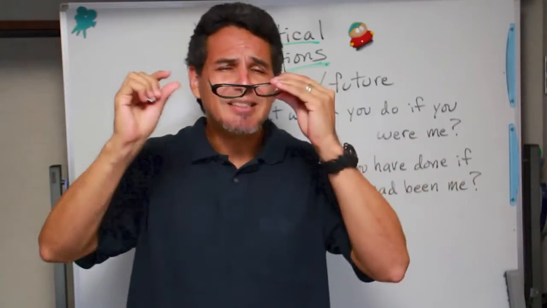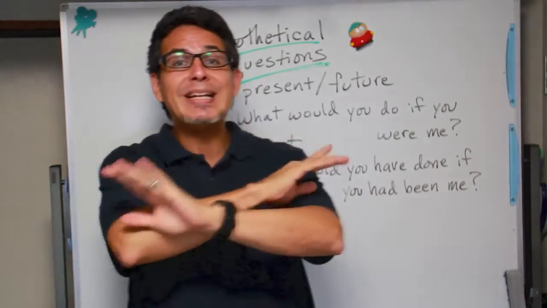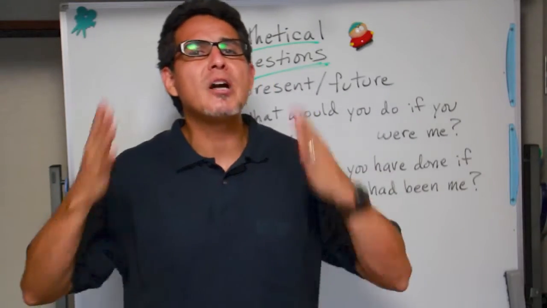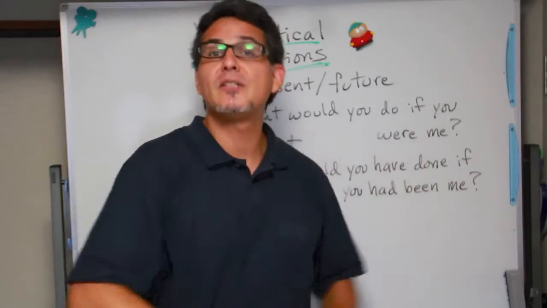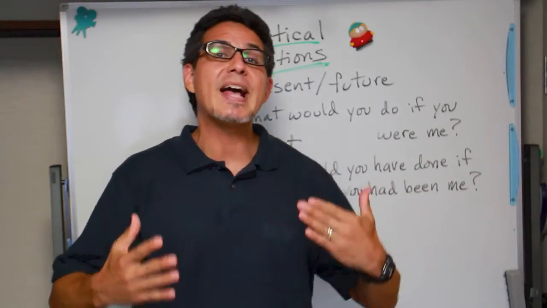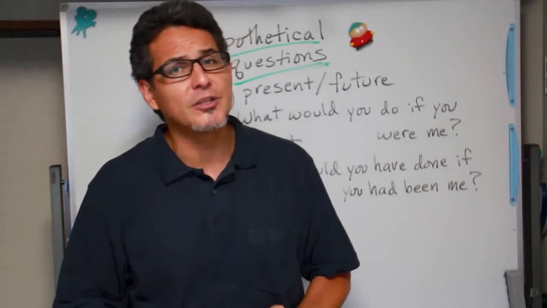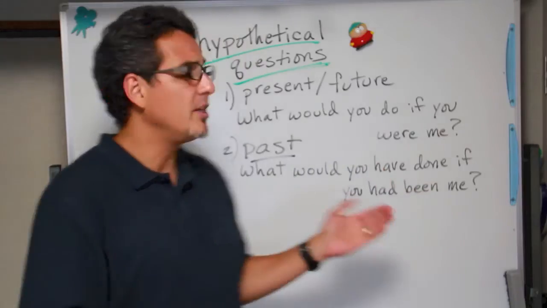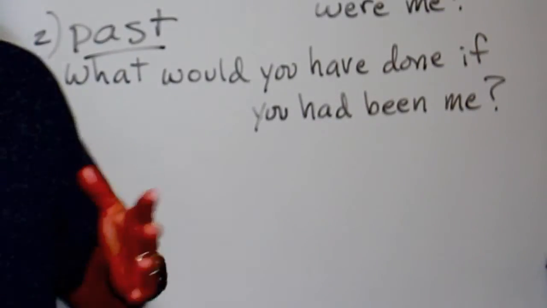Another sentence that's a little more difficult is when something happened in the past and you already did something and you want to compare your decision with your friend's decision. You want to ask them what they would have done in the same situation. And that question is, what would you have done if you had been me?